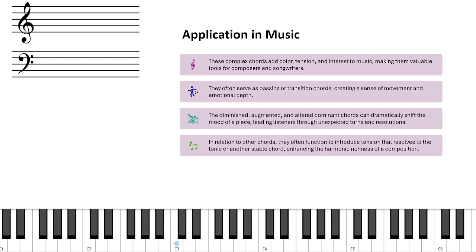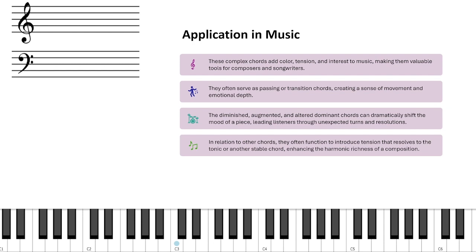Passing transition chords, creating a sense of movement and emotional depth. The diminished, augmented, and altered dominant chords can dramatically shift the mood in a piece of music, leading listeners through unexpected turns and resolutions. There are a lot of listeners who are great listeners because they can hear these shifts. They may not be able to play, but they understand the emotion of the music. And that's why we add color. It's like adding a different flavor for those who have educated palates in that degree of music.